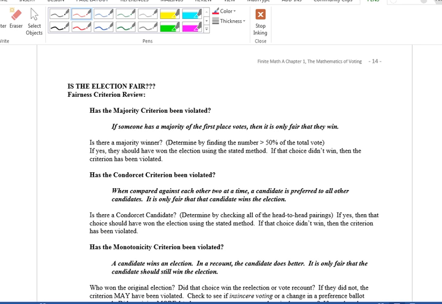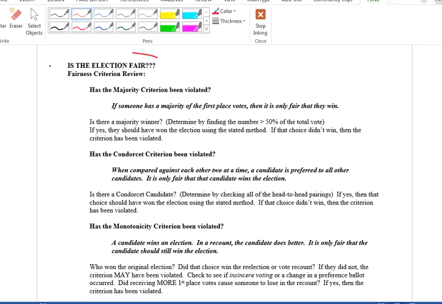As far as fairness criteria go, if we're going to decide if the election is fair, the first thing you would check for is, has the majority criterion been violated? If someone has the majority of the first place votes, then they ought to win. So you check to see, is there a majority winner? If yes, they should have won. If there was a majority winner and they did not win, then we say the majority criterion has been violated.